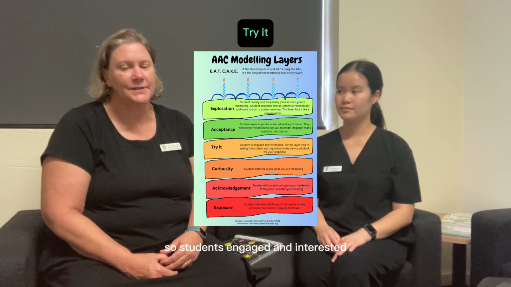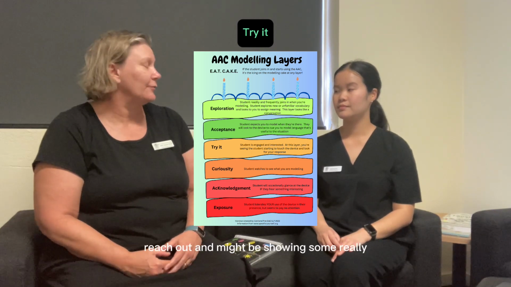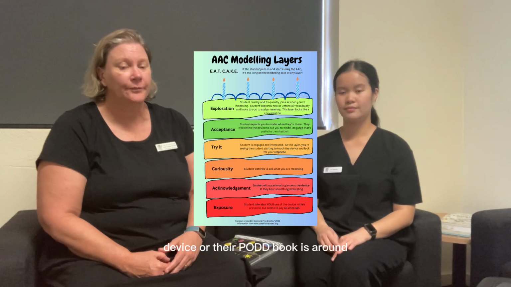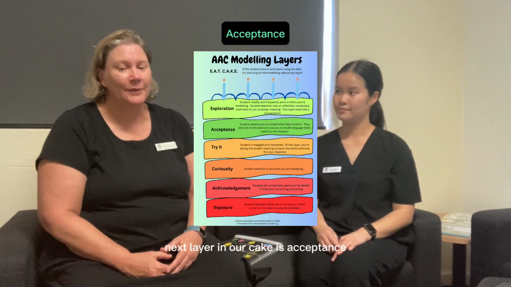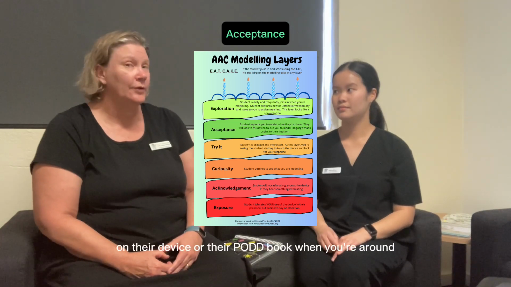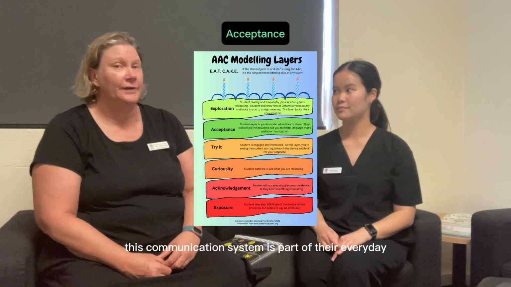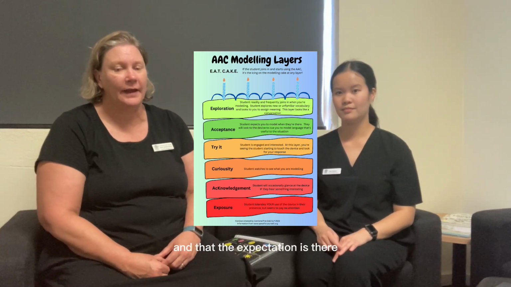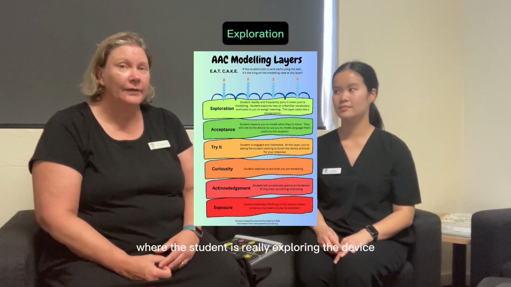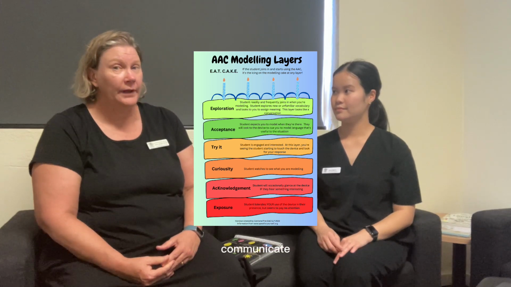So students engaged and interested, and at this layer, the student might be starting to reach out or might be showing some really good listening behaviours when their device or their pod book is around. The next layer in our cake is acceptance. So the student expects you to model on their device or their pod book when you're around, and they've accepted that this communication system is part of their everyday, and that the expectation is there. And the last one is exploration, where the student is really exploring the device, exploring the system, and exploring what words and vocabulary they can communicate.